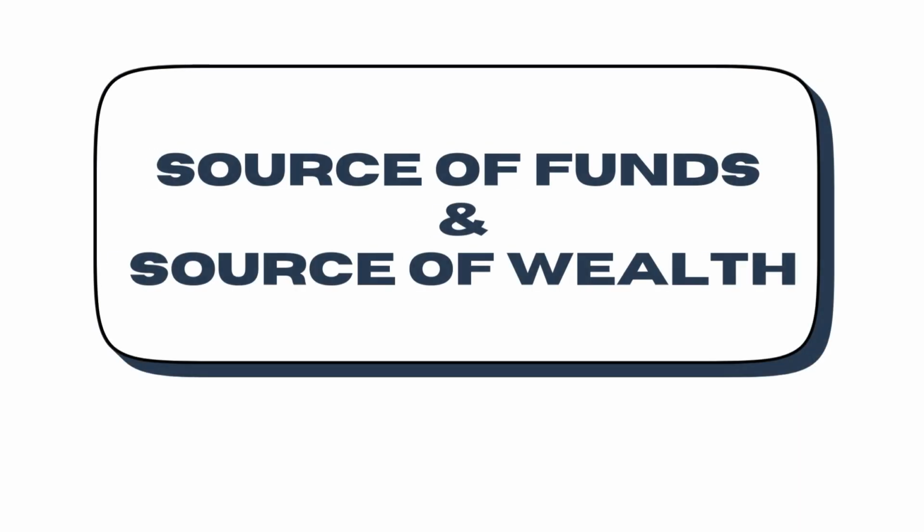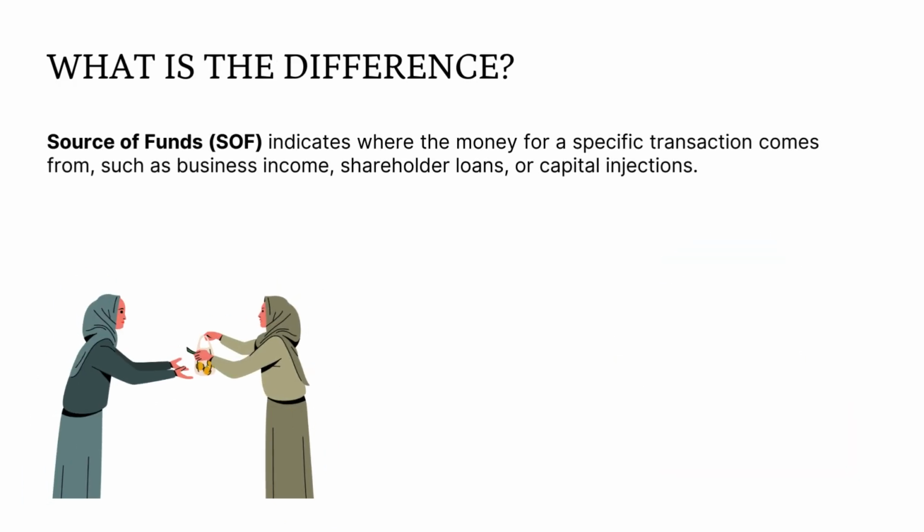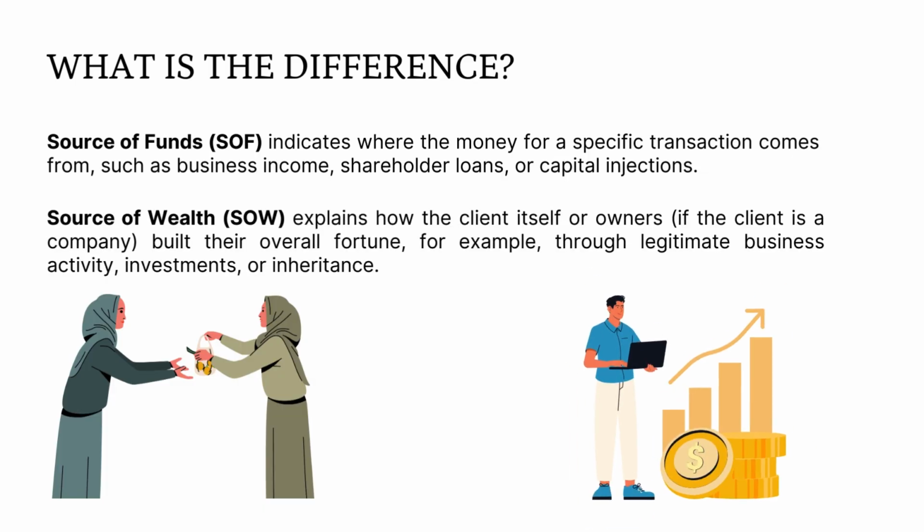Source of funds and source of wealth. Finally, let's look at where the money comes from, both for the company and for its owners. Source of funds tells you how a specific transaction or investment is being financed. For a business, that could mean income from sales, shareholder loans, or capital injections. Source of wealth goes deeper. It asks, how did the owners make their money in the first place? Was it from years of legitimate work or from something opaque or shady?